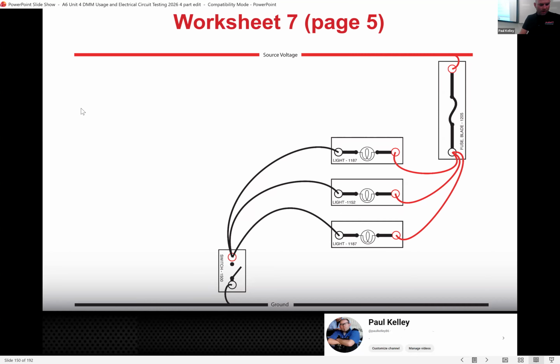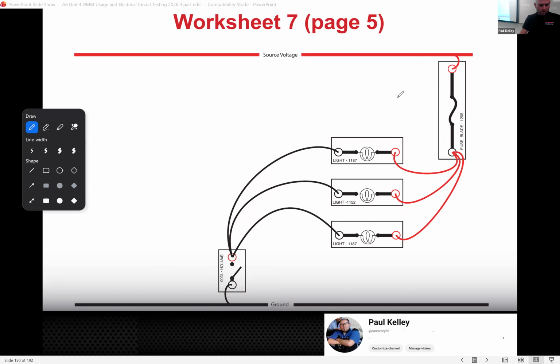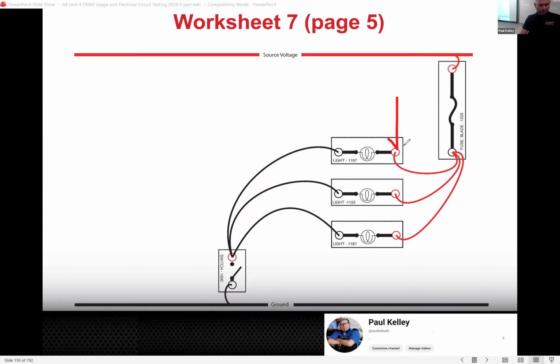Voltage available at this point, still 12. Now there's 3 resistors, 3 loads, so what should this be? 0. It doesn't matter how many loads there are, they all drop 12 volts. They should, okay, makes sense.